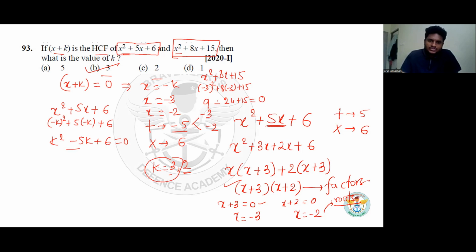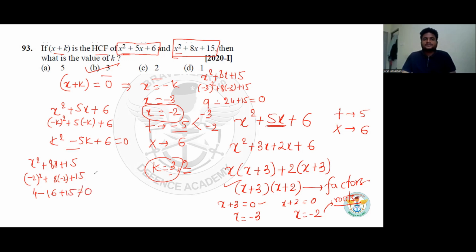See, if you check if k is equal to 2, then x has to be minus 2. We'll substitute x as minus 2 in the equation x square plus 8x plus 15. What will happen? Minus 2 to the whole square plus 8 into minus 2 plus 15. What is minus 2 to the whole square? 4. What is 8 into minus 2? Minus 16. Minus 16 plus 15. So this is not coming out to be 0. So we can reject k is equal to 2 and accept k is equal to 3.